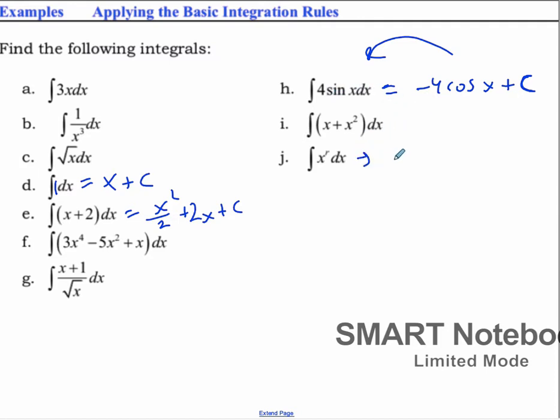Let's look at this one. You just simply increase the exponent by 1 and then divide by that exponent. So that's the answer to that one.